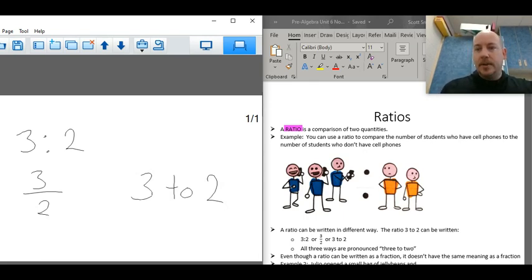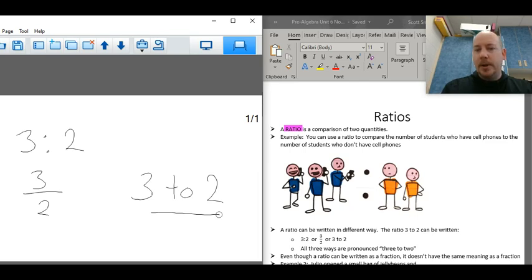In all 3 of those cases we would pronounce them as 3 to 2, just like we have it written here. So with the colon, I'd read that as 3 to 2. With the fraction, I read it as 3 to 2. We don't read the fraction as 3 halves. Even though we write it as a fraction, it doesn't represent the same thing. So we'll look a little bit more at that in a second. But again, we can write it 3 different ways. All 3 are acceptable, and all 3 we pronounce as 3 to 2.